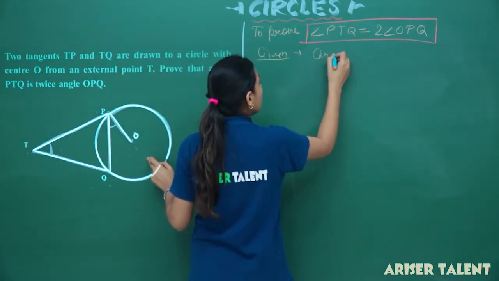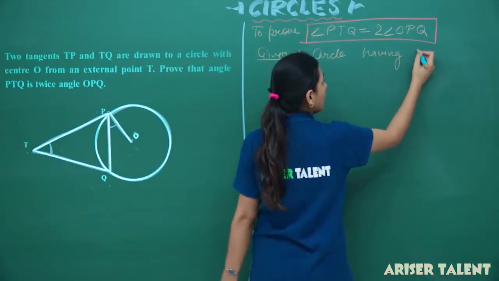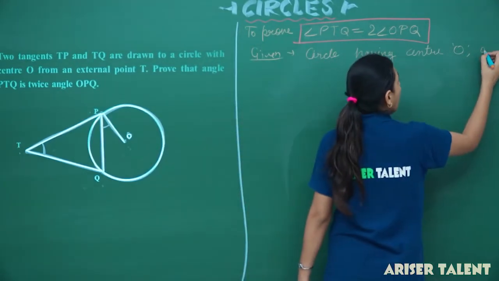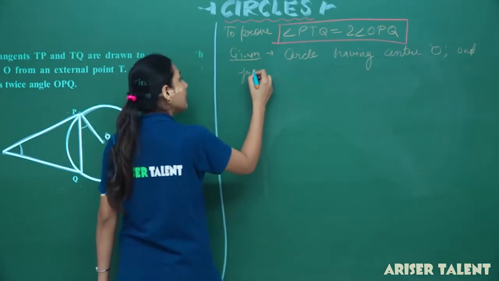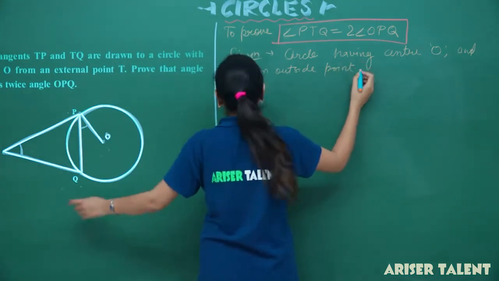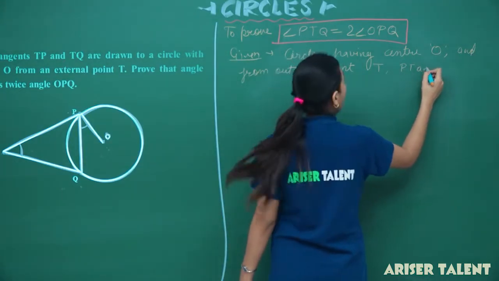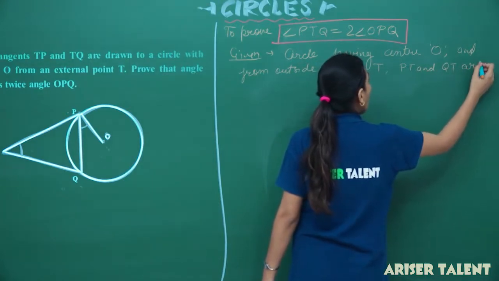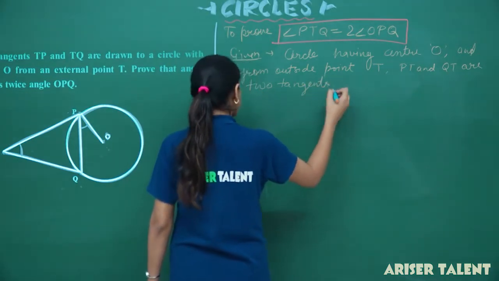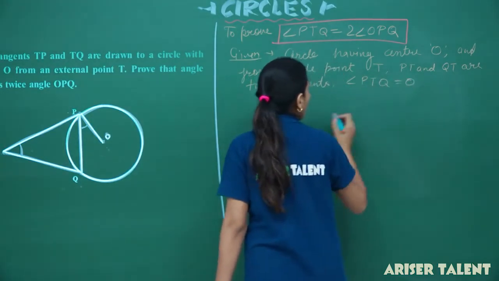circle having center O, and from an outside point T, PT and QT are two tangents, and angle PTQ equals theta.